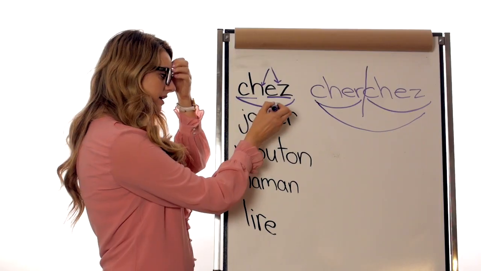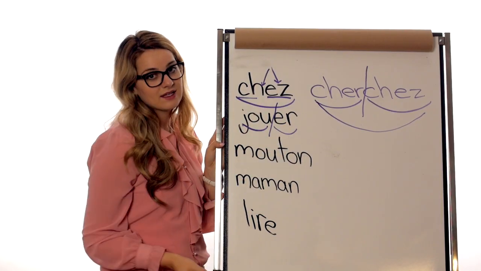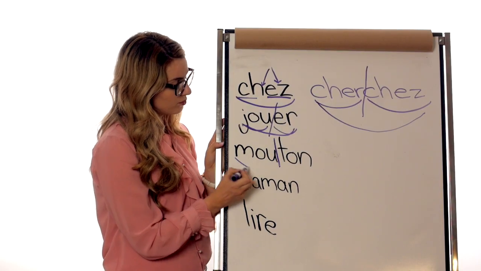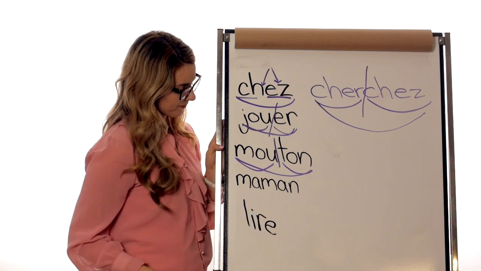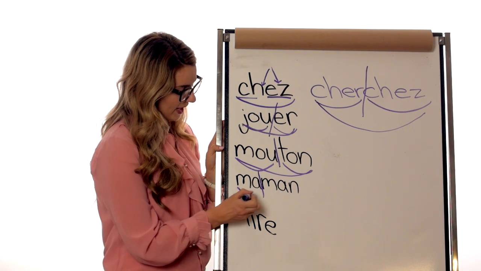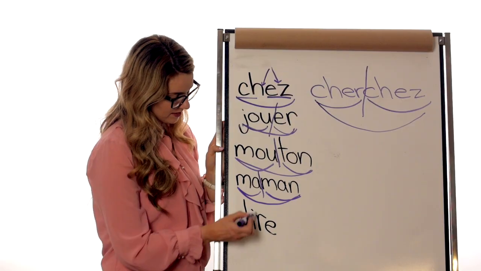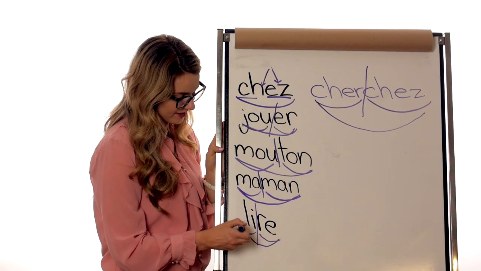Okay. Here you have two syllables, jouer. Here, mouton. Here, mama. Here, lire.